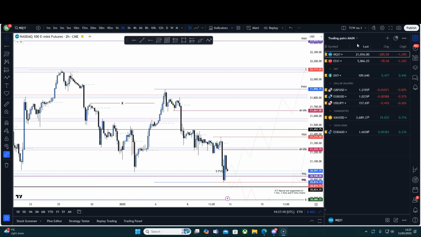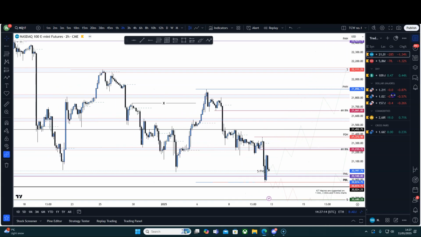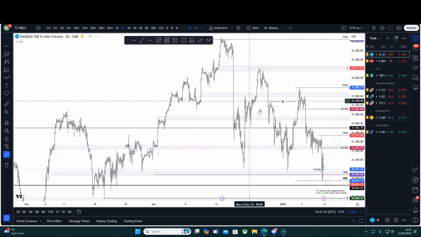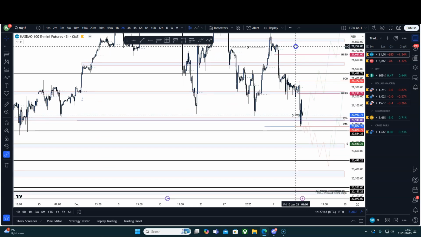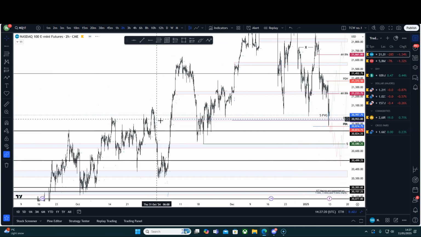Now, getting into the content, let's start on NQ. What is our weekly bias? After seeing a sell-off, we're obviously clearly bearish. However, we are coming to a strong area of support.